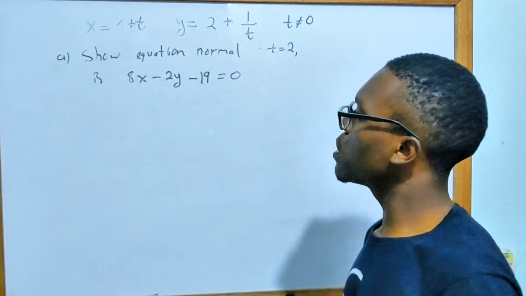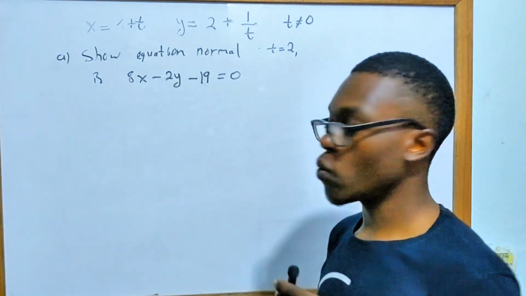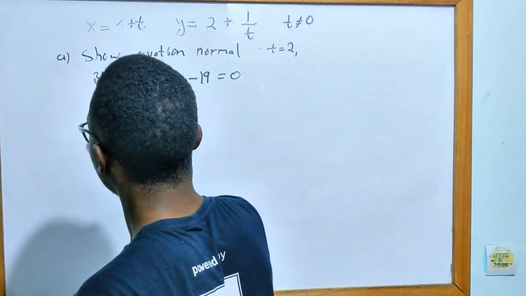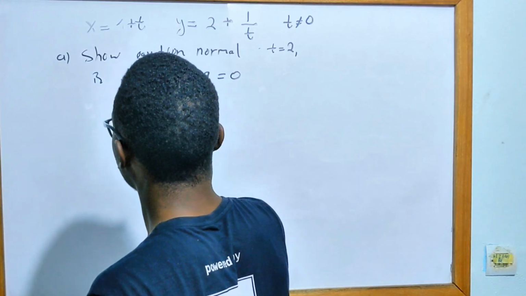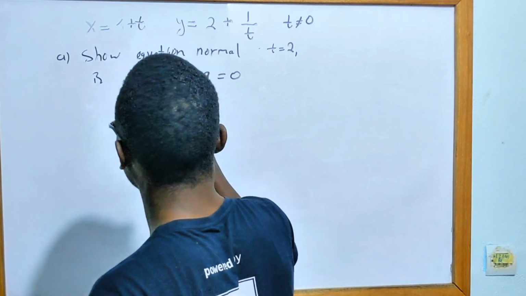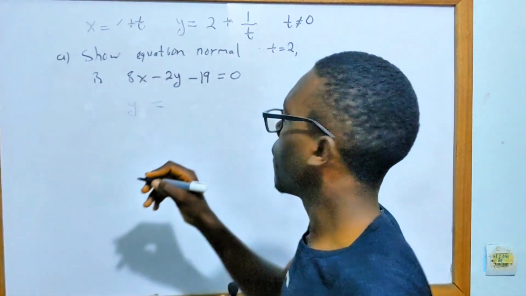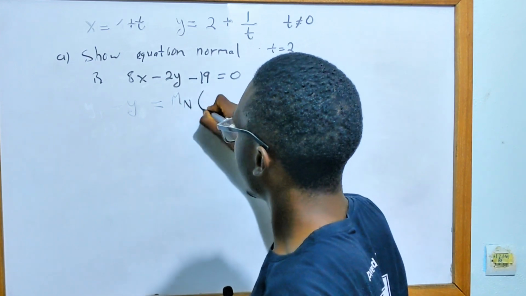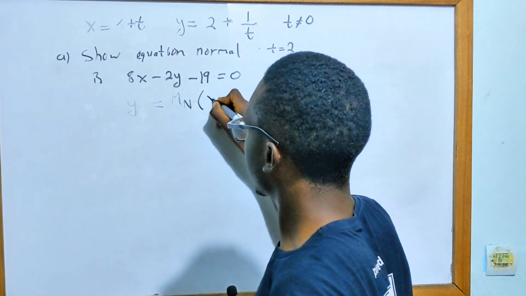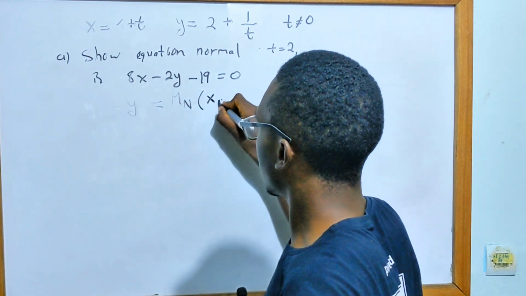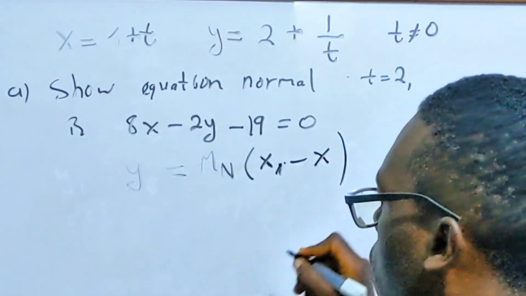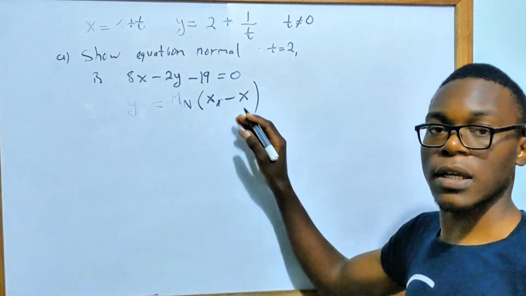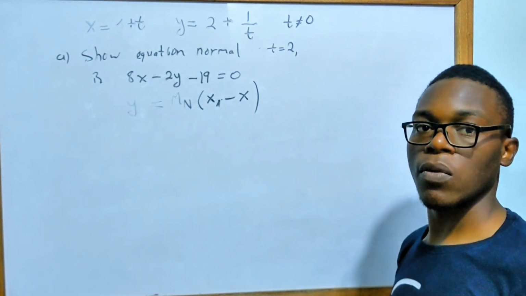You know at this point that to find the equation of the normal, we use y1 minus y equals the gradient of the normal, m of n, into x1 minus x. That is how it actually looks.